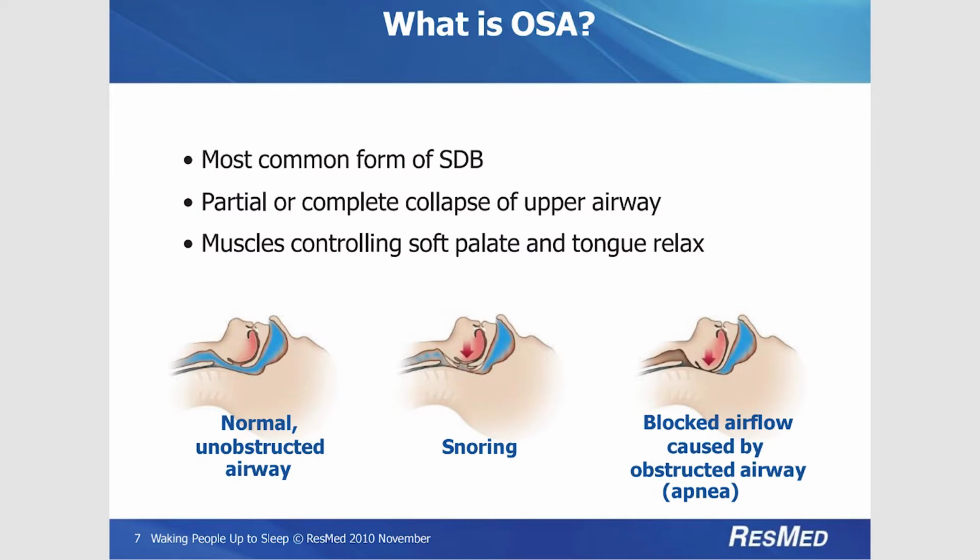So obstructive sleep apnea is the most common form of sleep disordered breathing. It's a partial or complete collapse of the upper airway. The muscles that help control and support the soft palate and the tongue relax at nighttime when you're sleeping and basically block airflow.